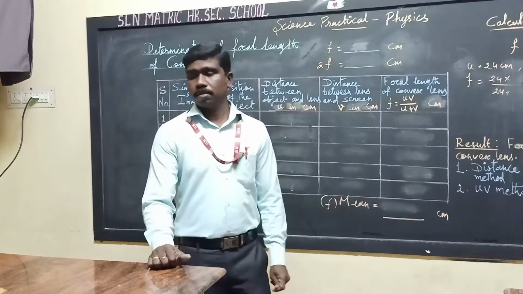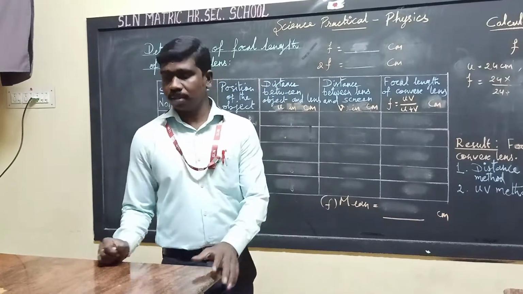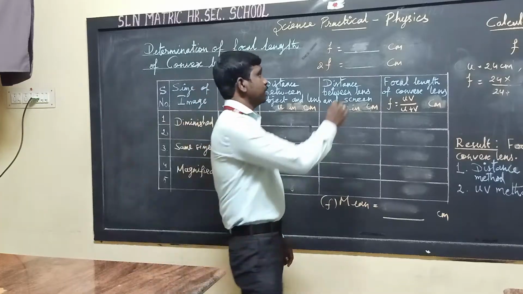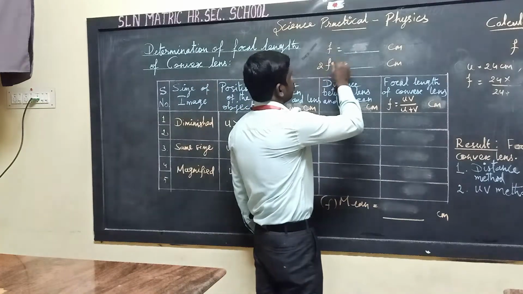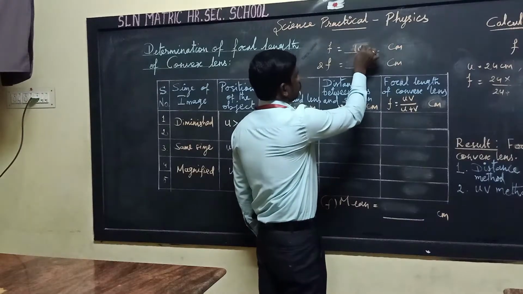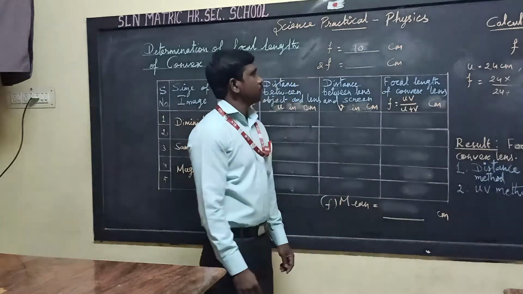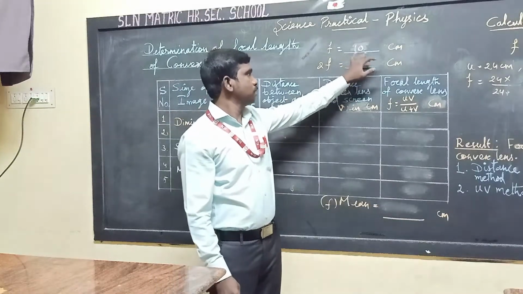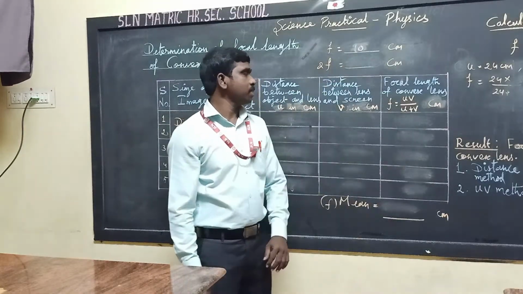So 10 centimeter. Now we collect the data from the distance object method. Now we write the data for f is equal to 10. The focal length of a given convex lens by using the distance object method, f is equal to 10 centimeter.